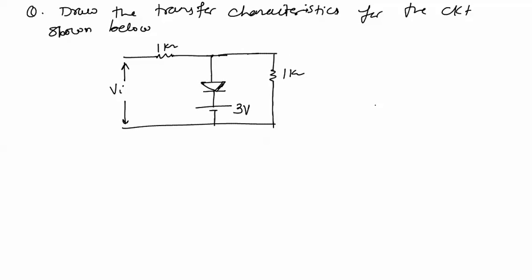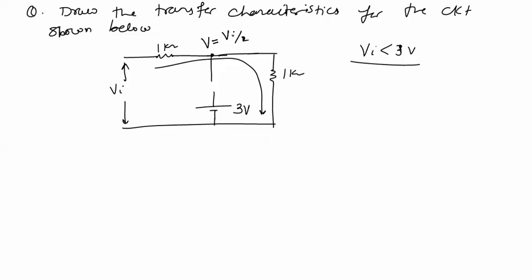Now in this circuit, again it is looking like the previous circuit. We know that if Vi is less than 3 volt, then it is not possible that the diode will be forward biased. So for Vi less than or equal to 3 volt, the diode will be reverse biased. If the diode is reverse biased, we will replace this diode with an open circuit, and again there is a path for current flow in the circuit, and at this point the voltage V will be equal to Vi by 2, because these two resistances, 1 kilo ohm and 1 kilo ohm, are the same. So V equals Vi by 2.